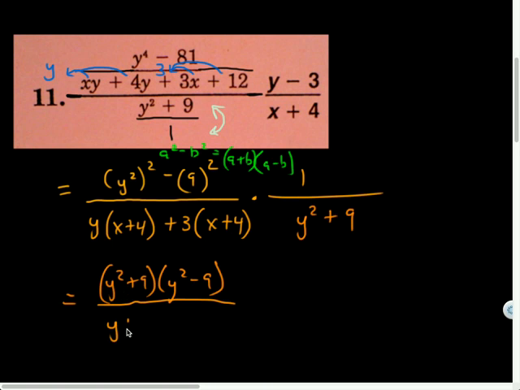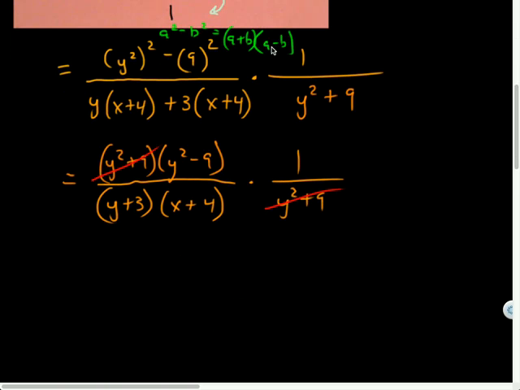And then we'll have y plus 3 times x plus 4. Let's see. Sometimes my x's look a little sad. Multiplied by, I guess, 1 over y squared plus 9. And looks like I could cancel out the y squared plus 9s. And y squared minus 9 can be factored, because there is a difference of squares pattern, once again, like up top. So that one actually had multiple layers of factoring within it.